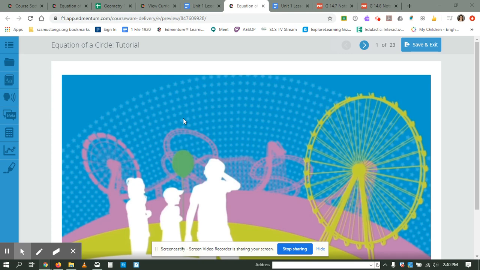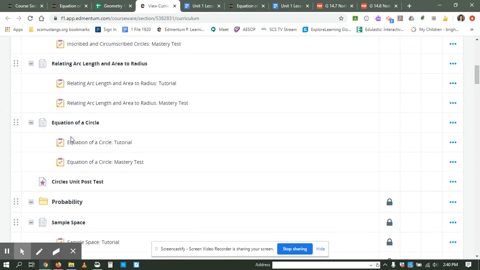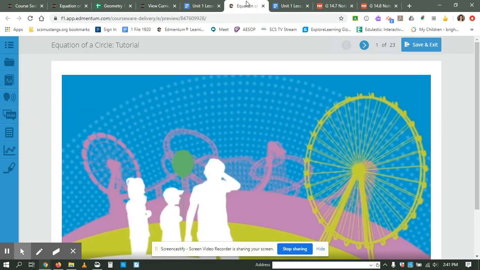Hey there guys, today we're going to take a look at our fourth lesson in our circle unit on equations of circles. To go along with this lesson, I've also linked the notes that we did, the completed notes from class, the 14.7 and the 14.8, just in case you want to take a look back at those.